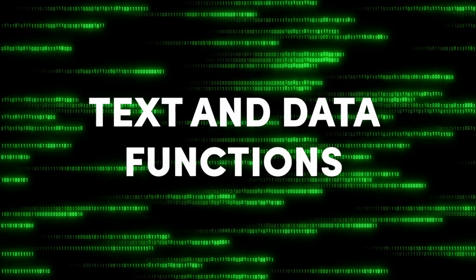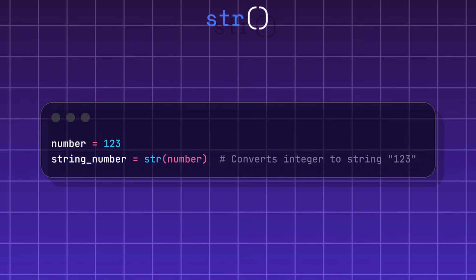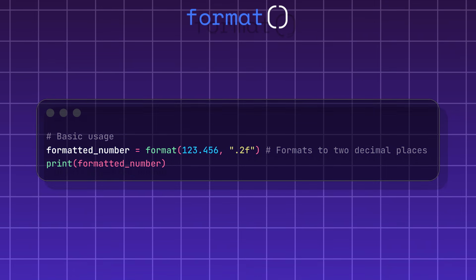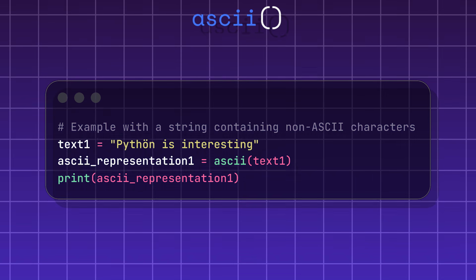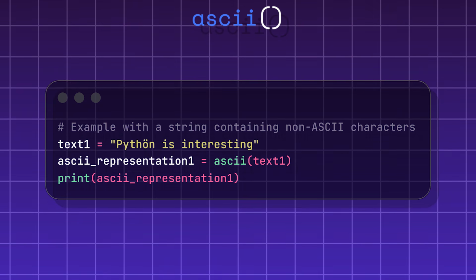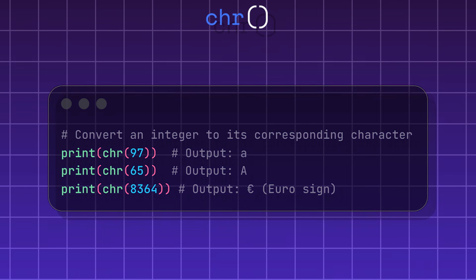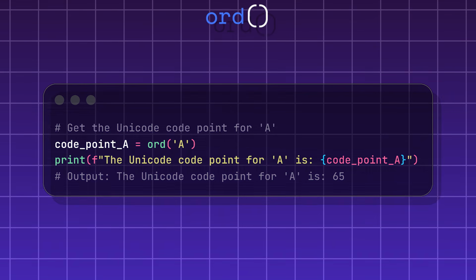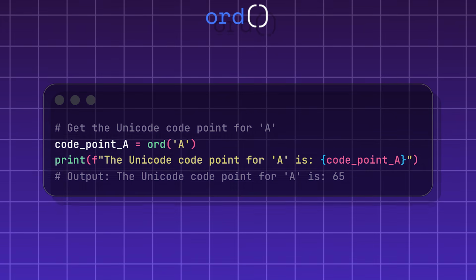Text and data functions. Str converts to text or the string data type. Format makes text look pretty, giving you flexible control over line-specific spacing. ASCII escapes non-ASCII characters, making sure that the resulting text only contains ASCII characters. CHR changes a number to its corresponding Unicode letter or character. ORD converts a character to its corresponding Unicode number.